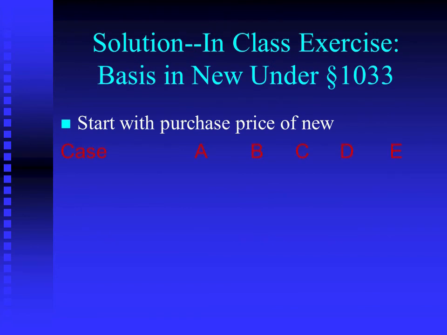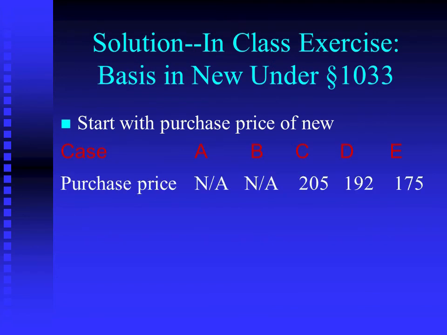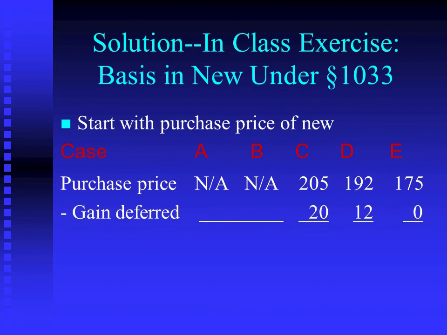All right, so we start with the purchase price of the new property, which actually doesn't concern us in A and B. A, because it was a loss. B, because we didn't spend anything on new stuff. And so the loss went elsewhere to see whether or not we could use it. And in B, we recognized the full gain. So we only have to deal with cases C, D, and E.